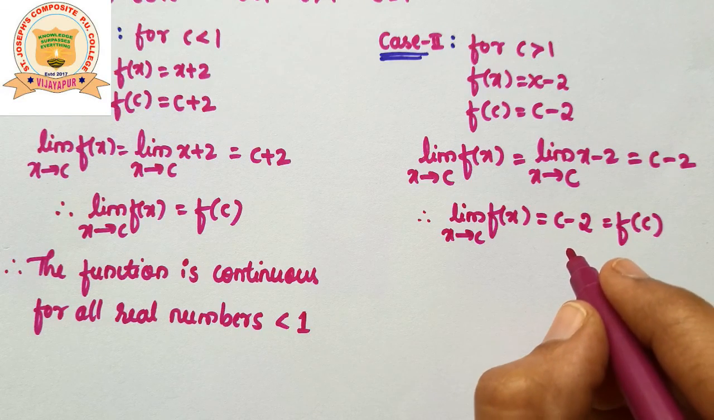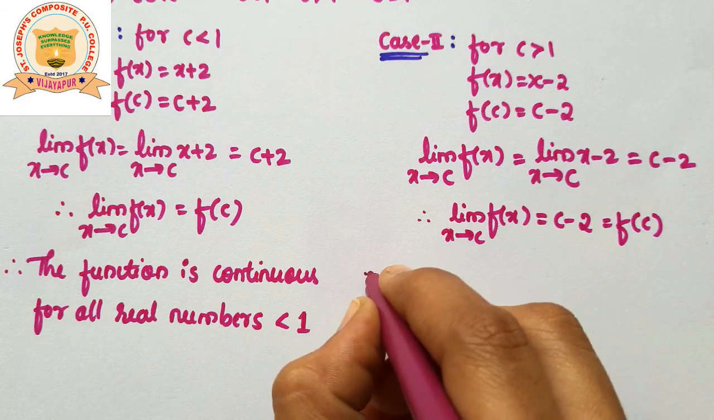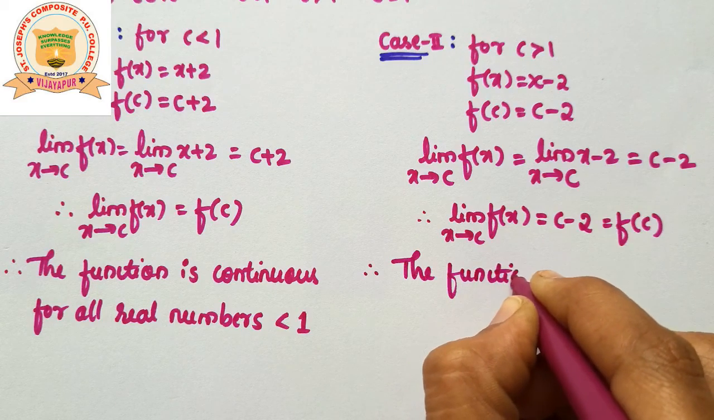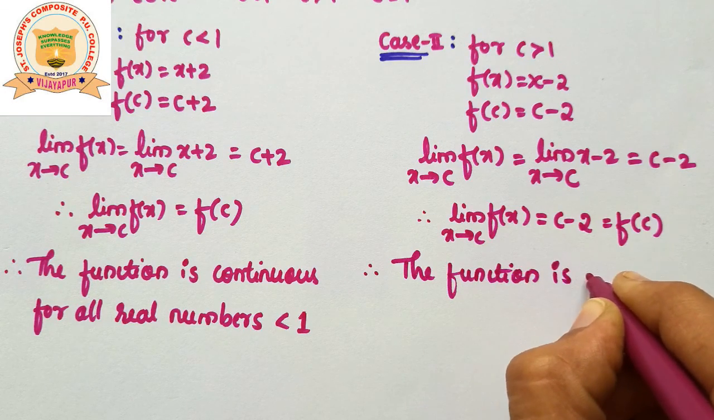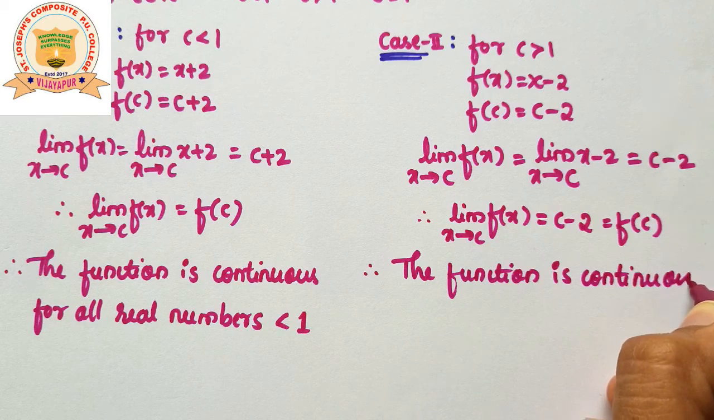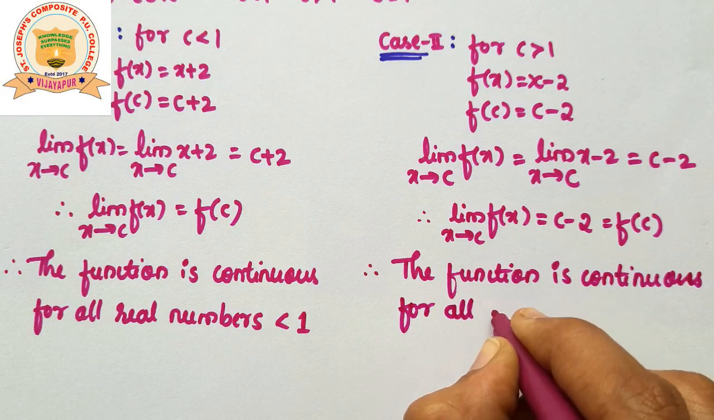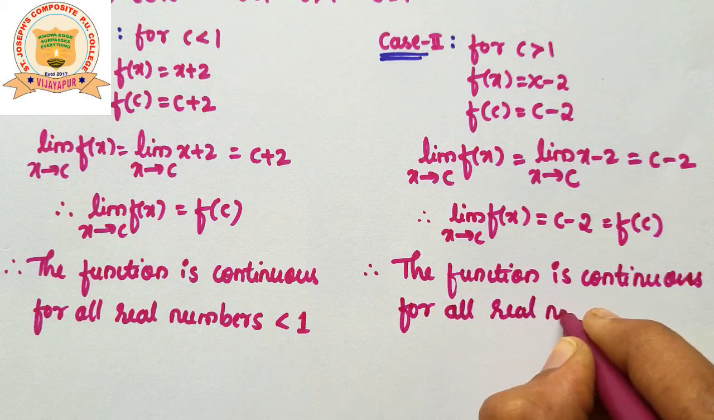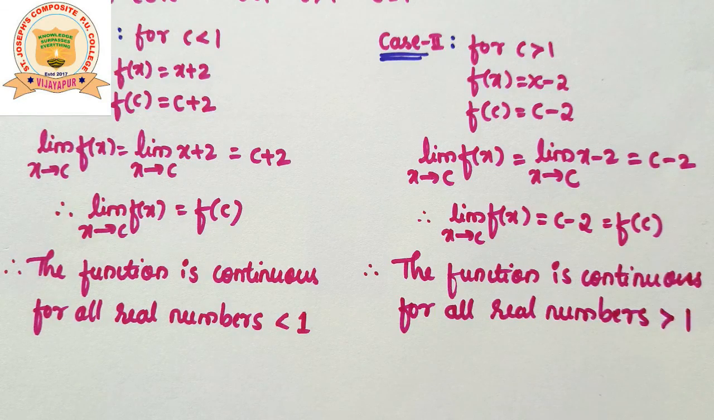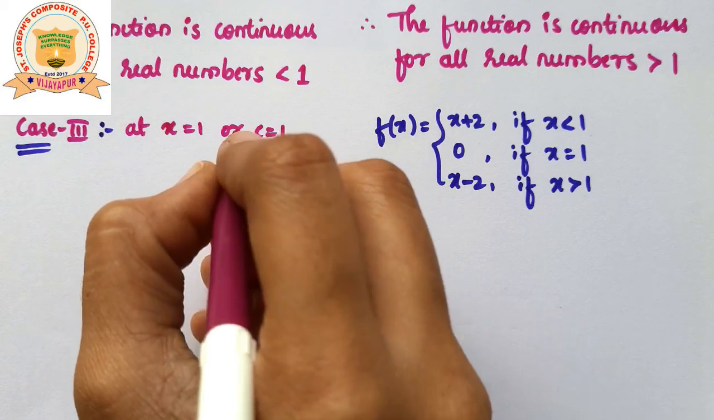So, we have the function is continuous for all real numbers greater than 1. Therefore, the function is continuous for all real numbers greater than 1.